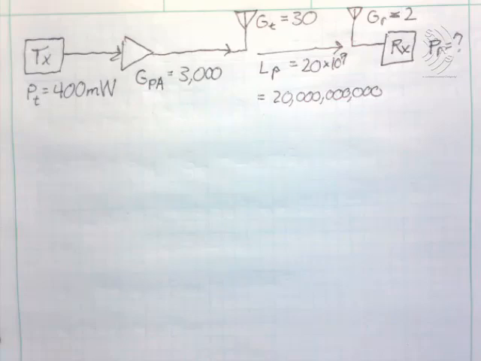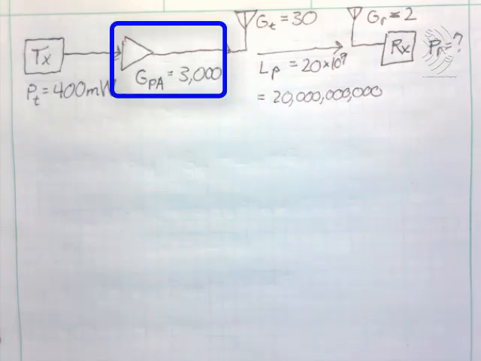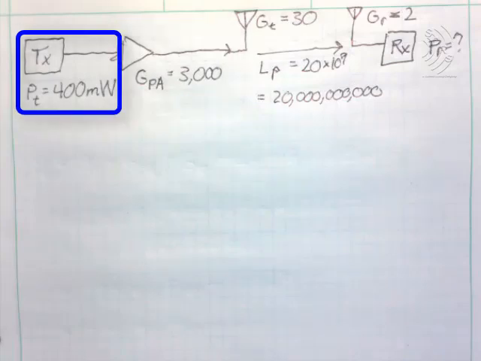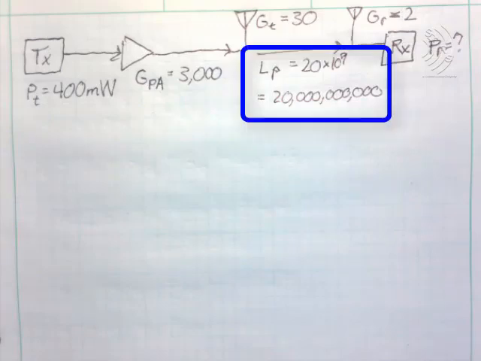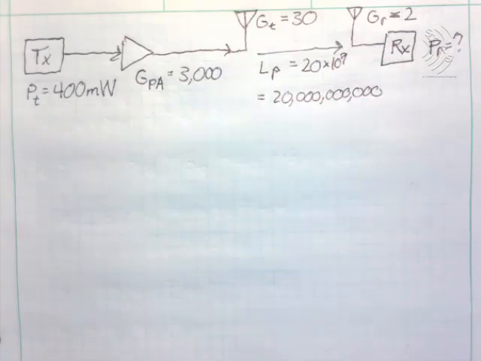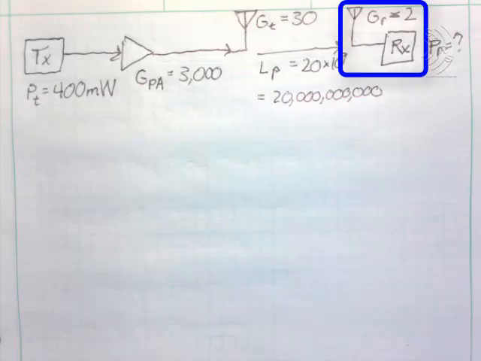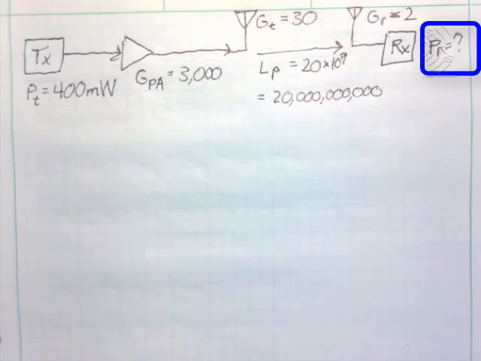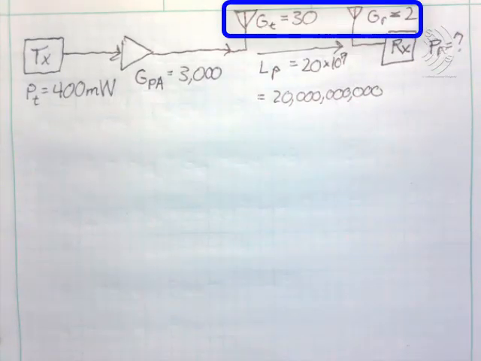For example, if we connect an ideal power amplifier that has a gain of 3000 to the output of a 400 milliwatt transmitter, transmit the signal over a channel that has a loss of 20 billion using an antenna that has a gain of 30, and the receiver uses an antenna that has a gain of 2, how strong is the signal received at the receiver? We're going to assume that the transmitting antenna and the receiving antenna are pointed directly at each other, so we can use the given gain values for the antennas.